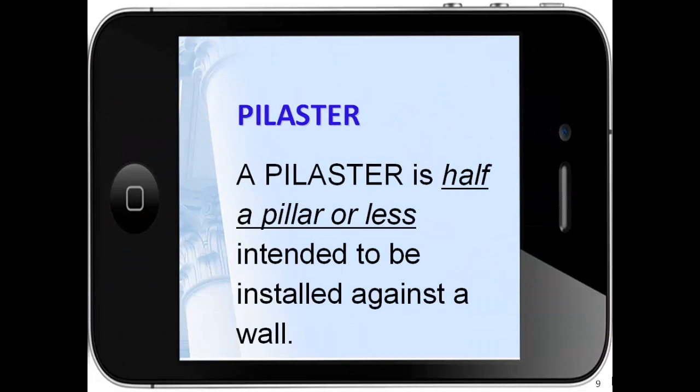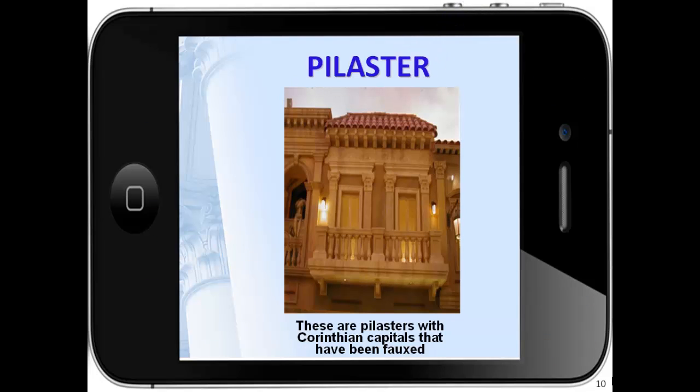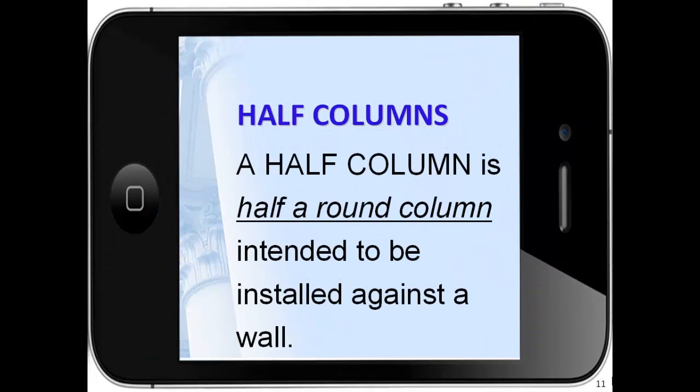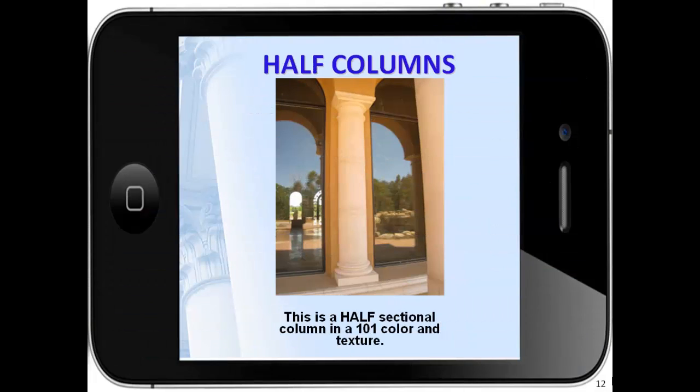What are pilasters? A pilaster is half a pillar or less, intended to be installed against a wall. These are pilasters with Corinthian capitals that have been fauxed. Half columns. A half column is half a round column intended to be installed against a wall. This is a half sectional column in a 101 color and texture.